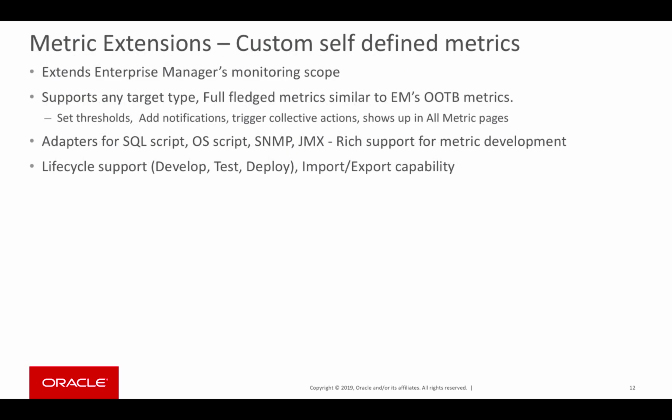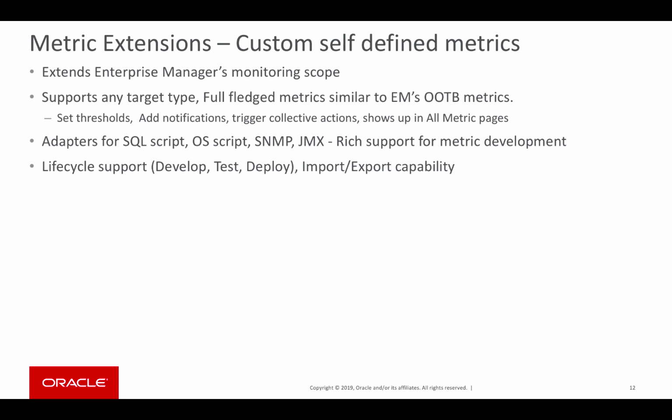The next topic is metric extension. So we talked about the metrics that are pre-configured in EM. In addition to those out-of-the-box metrics, which EM ships with, Enterprise Manager offers a mechanism that customers can craft their own set of metrics. That's metric extension. So metric extension allows you to extend the monitoring scope because you can create your own set of metrics to suit your particular needs.